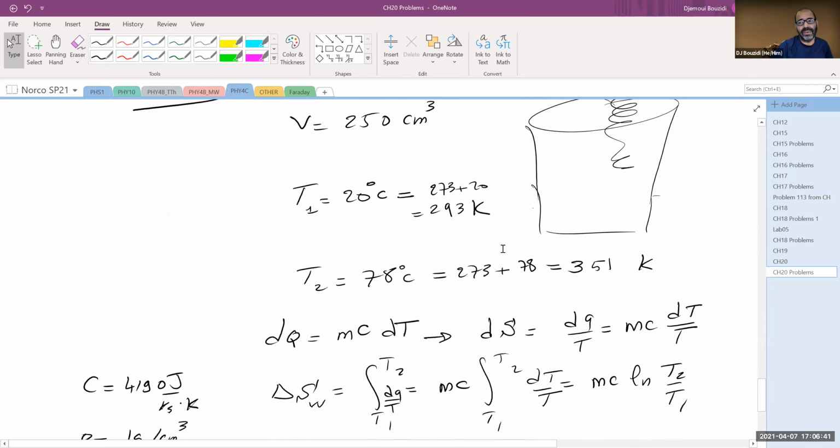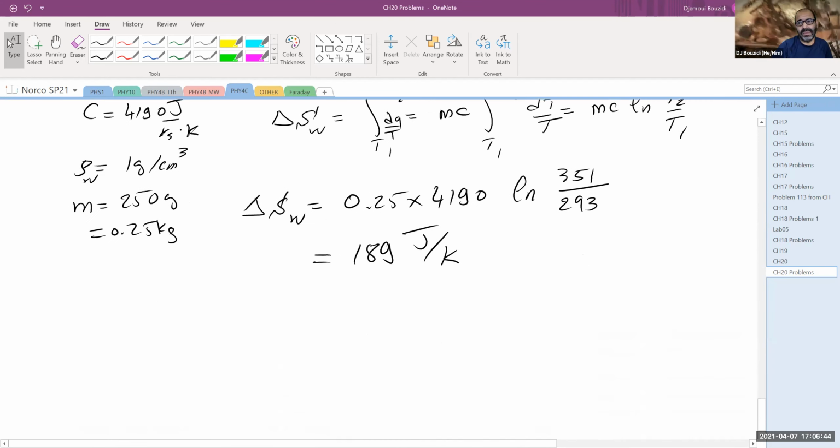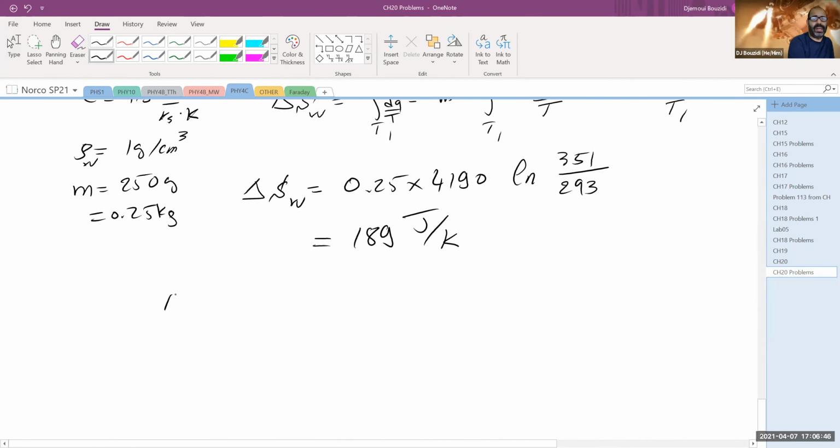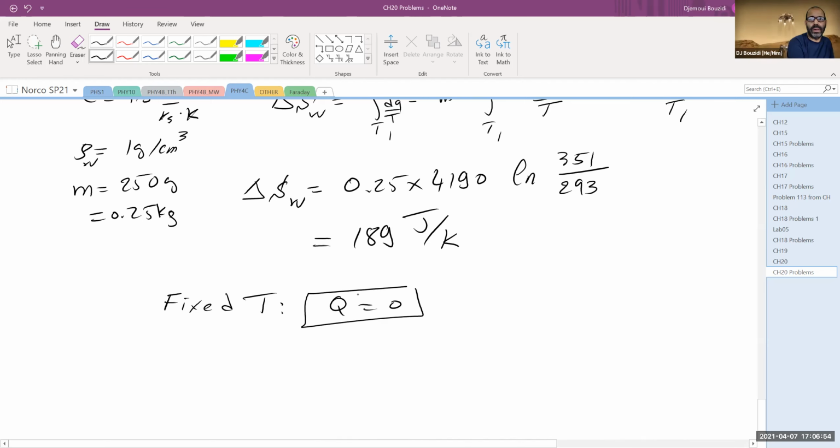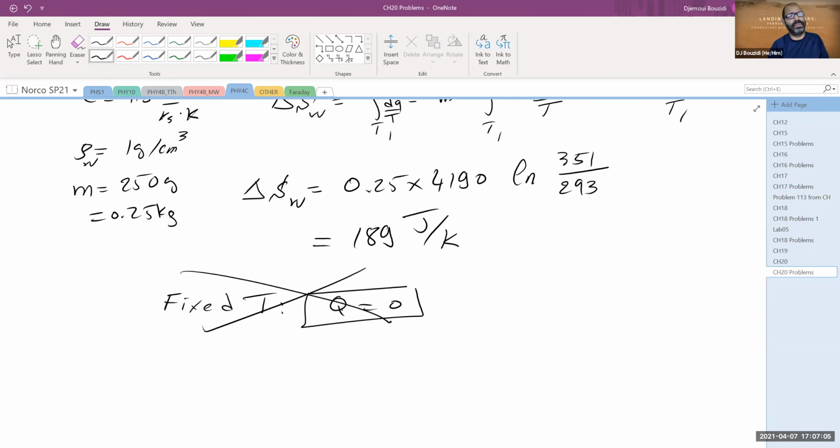As a matter of fact, it's losing heat to the water, and that's why the water gets hotter. So the fact that for the heating element it's isothermal at fixed T doesn't mean Q is 0. This is not correct. As a matter of fact, we can find how much heat exactly it has. The heat that it lost is the same heat that went to heat the water.